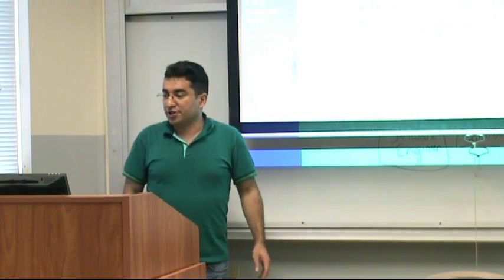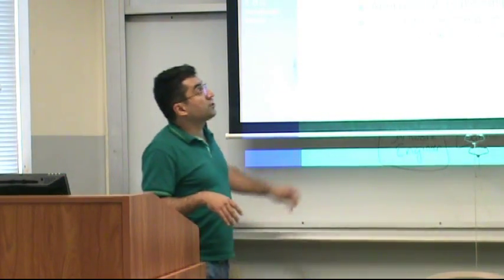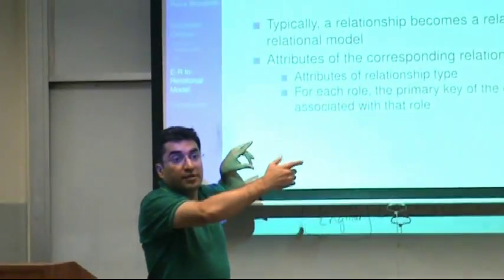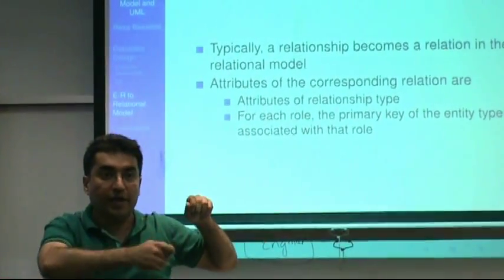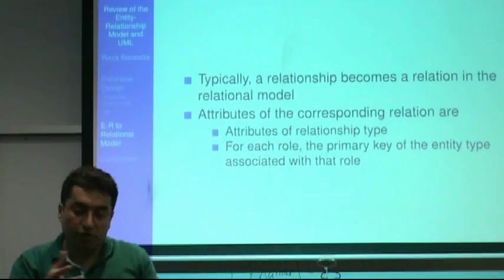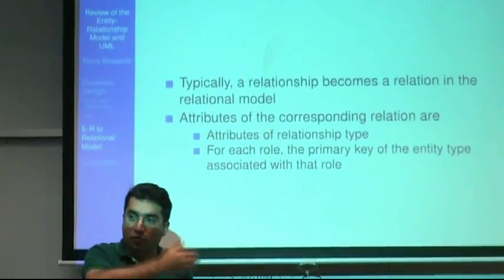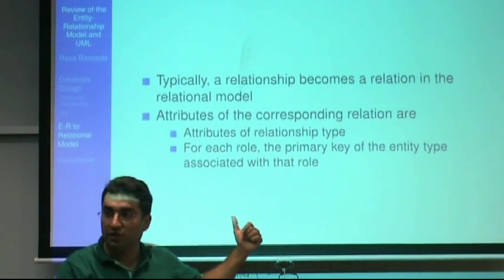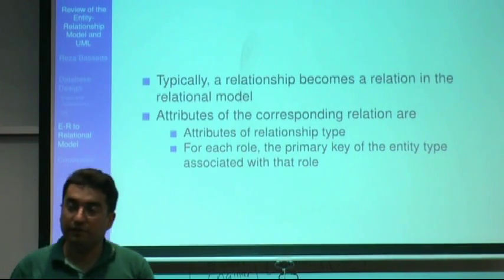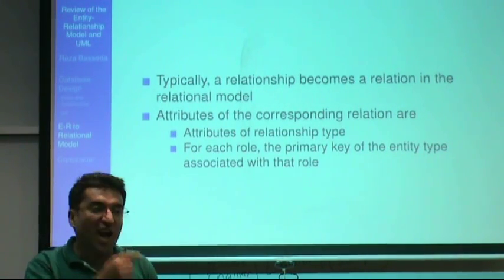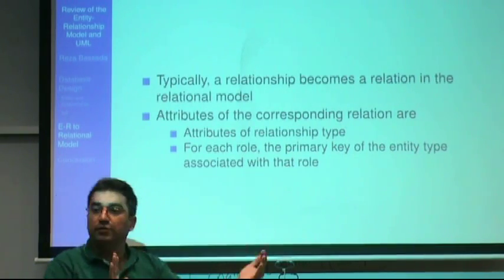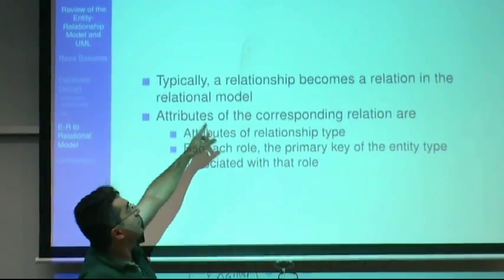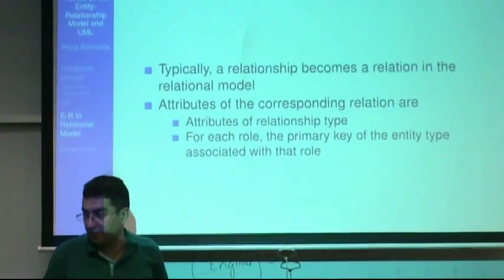So again, a relationship type becomes a relation in the relational model. Therefore, for each relationship type, you define a table. You said, for example, that each faculty works in a department. You have a table for department because of the previous slide. You have a table for the faculty because of the previous slide. You have to have a table for faculty-department because of this slide. Because of this rule, a relationship type becomes a relation in a relational model.